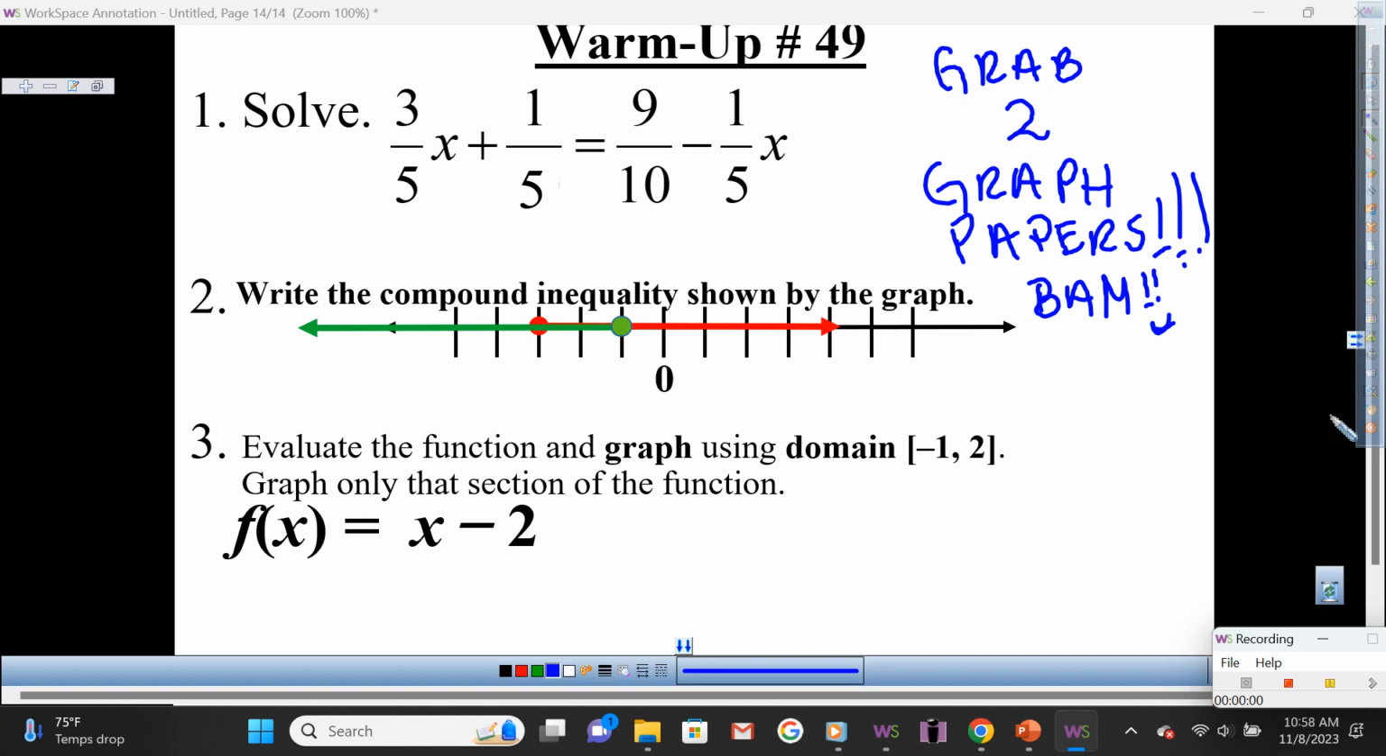Whoop, whoop. Warm-up number 49 is on the screen. Once again, make sure you grab a couple of graph papers from over there if you haven't. We're going to need those for the session.